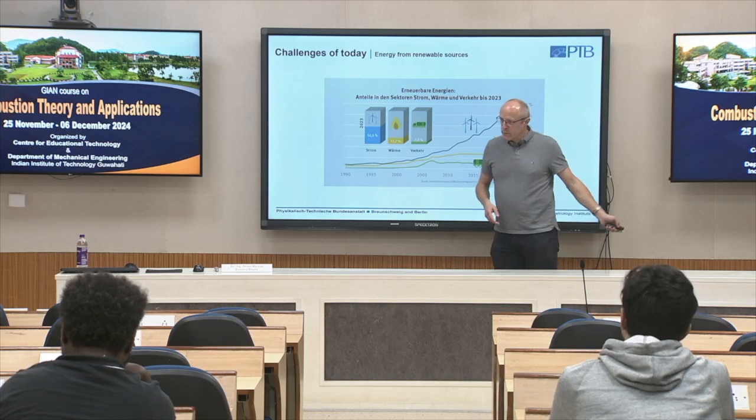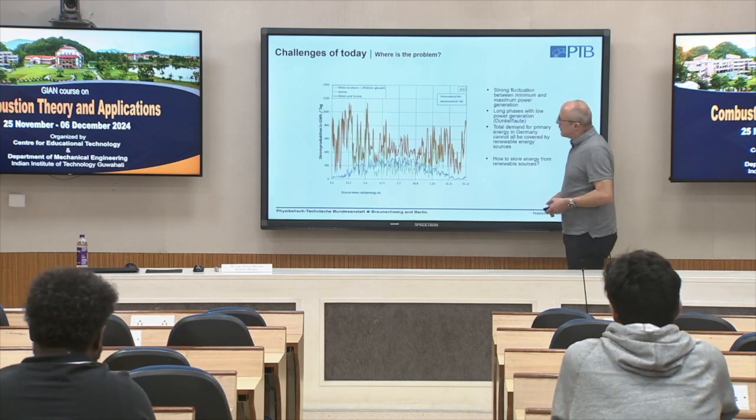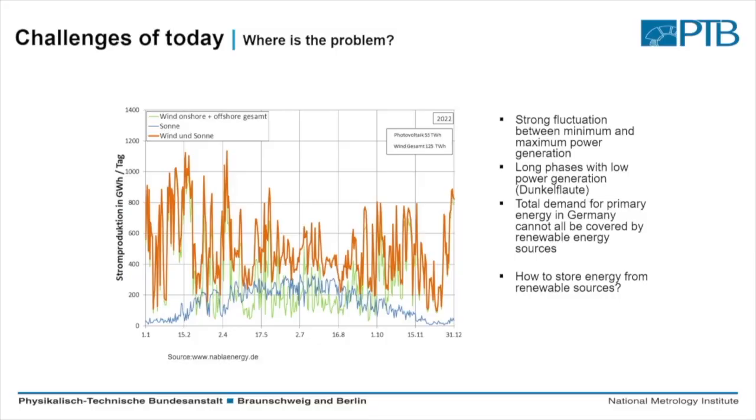And the second big problem is, here you see the power production per day over 1 year in 2022. And you see, of course, here we have wind and solar only, large fluctuations. And that's a big problem. There are big differences between peak maximum, peak minimum in a short period.